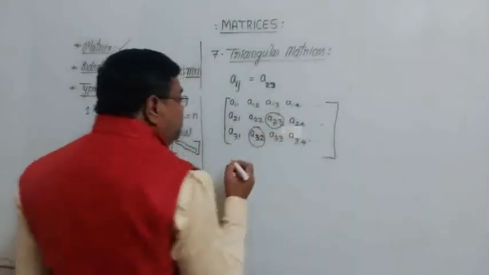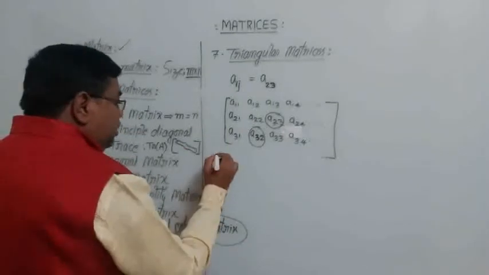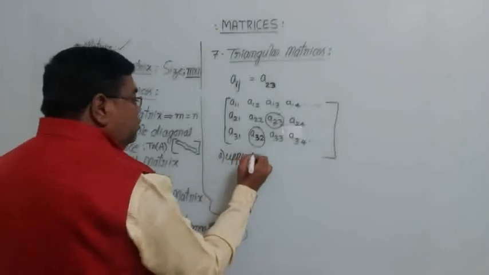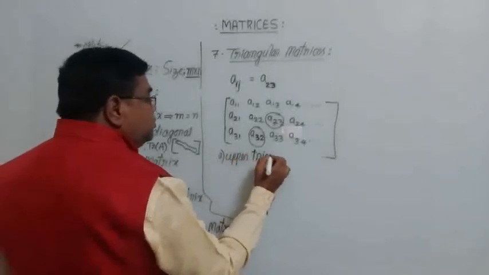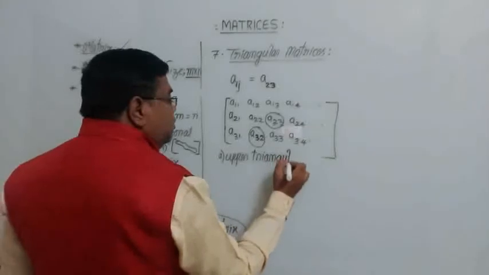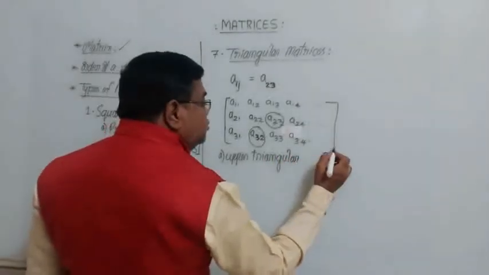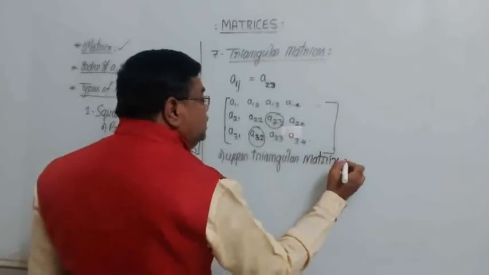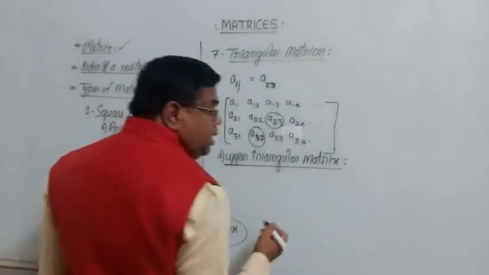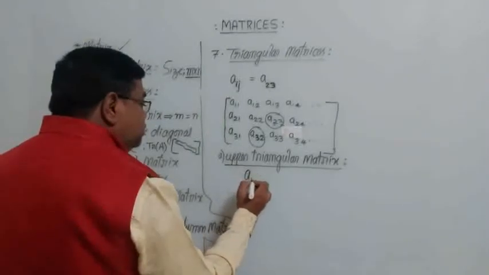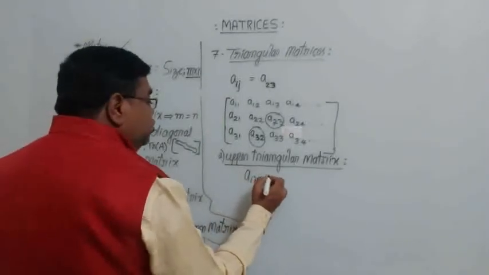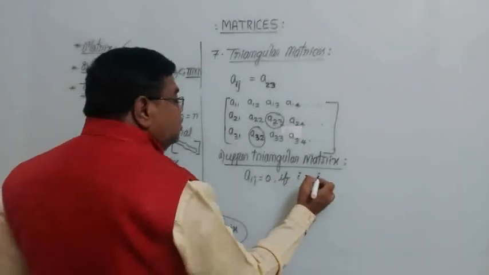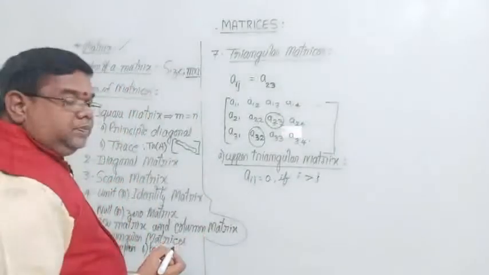Okay, now the first one is the upper triangular matrix. What is meant by an upper triangular matrix? What is the condition here? Aij equals 0 if i is greater than j.